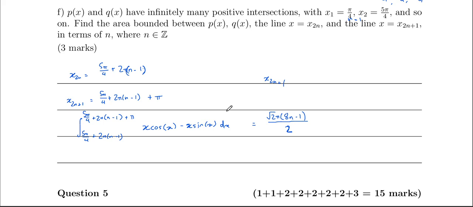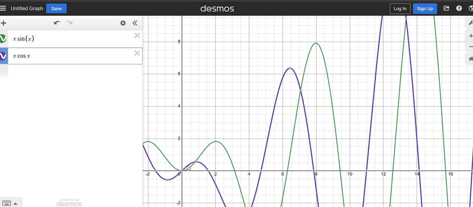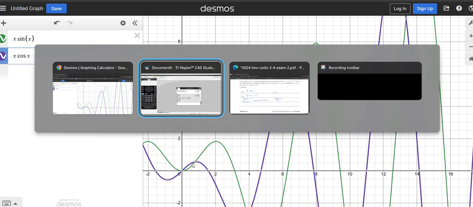Now I'm just thinking here, we haven't actually taken into account this small area here. So what I'm going to do is I'm going to check something.